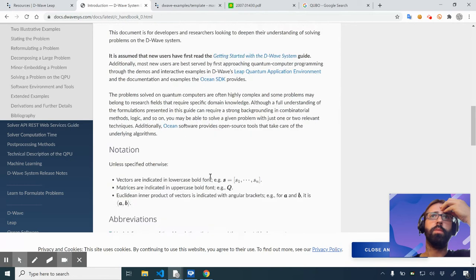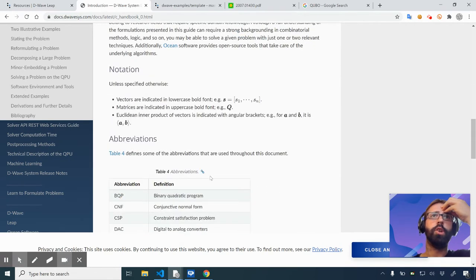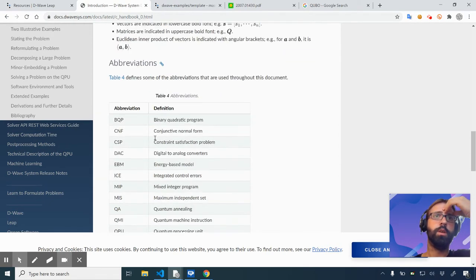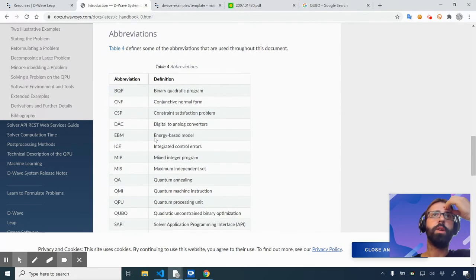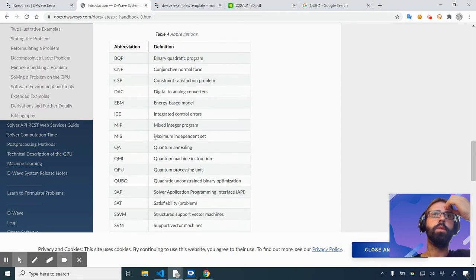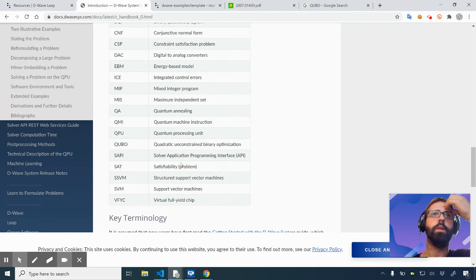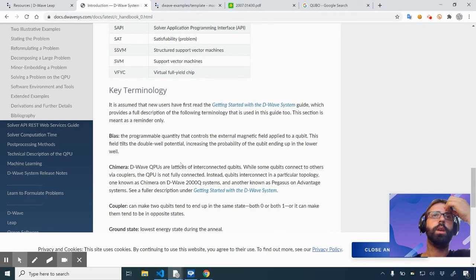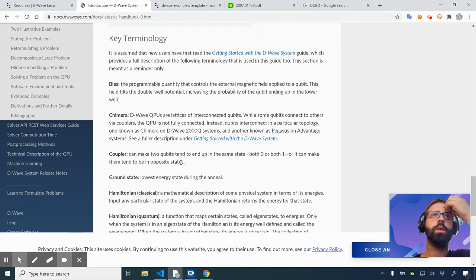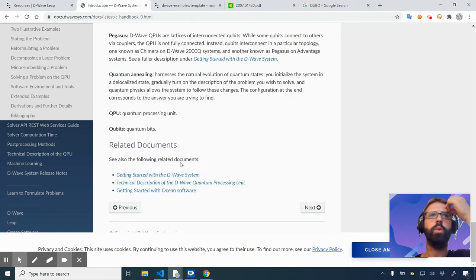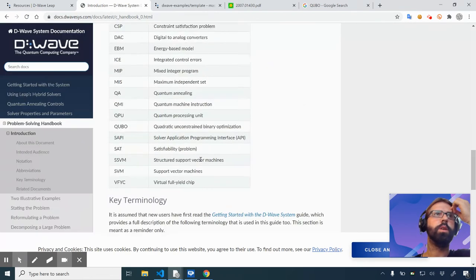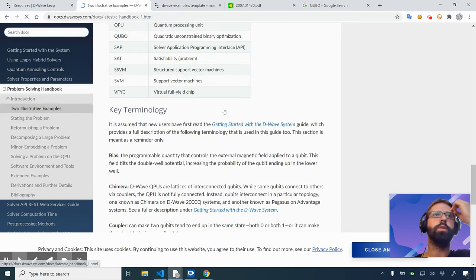So intended audience, and so on. Notation: vectors are indicated in lowercase bold font, matrices in uppercase bold font, and the Euclidean inner product of vectors is indicated with angular brackets. Abbreviations: quadratic program, conjunctive normal form, and so on. So a bunch of mathematical shortcuts and key terminology. Okay, we'll come back to these if we need to. Related documents. Okay, good. Two illustrative examples. Let's go ahead.